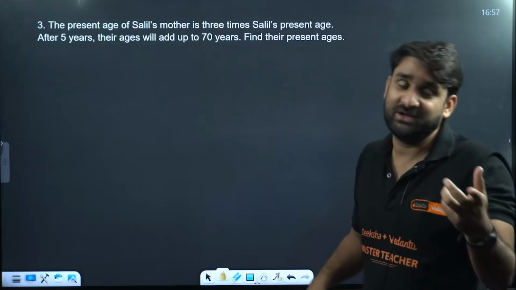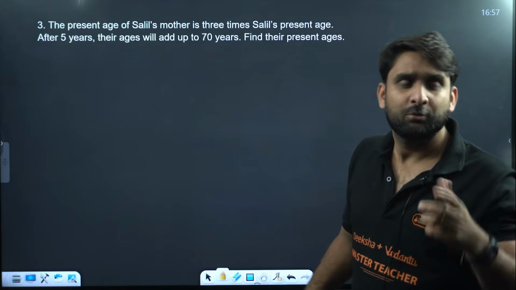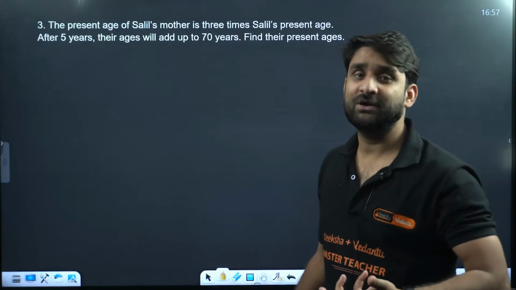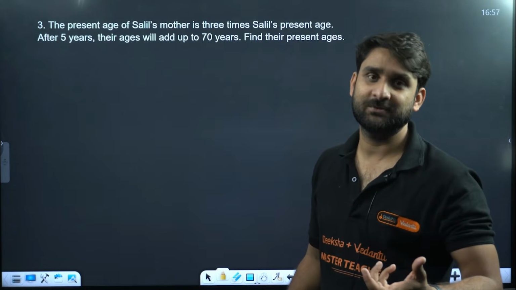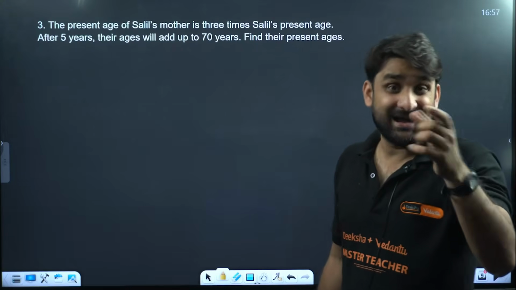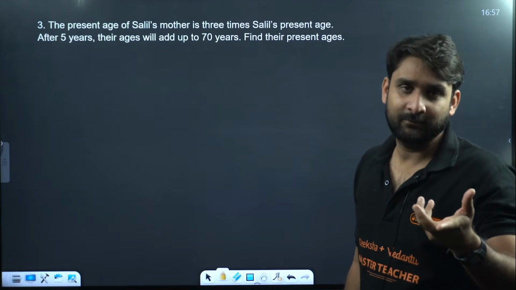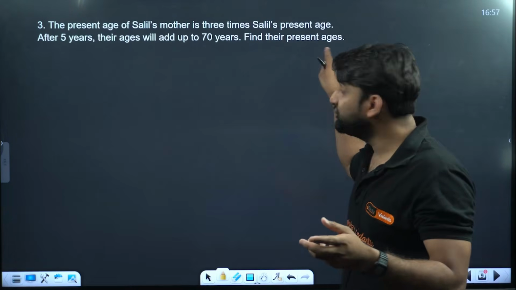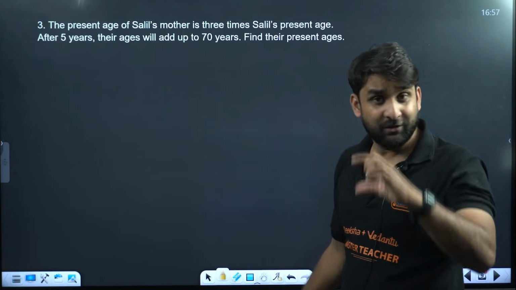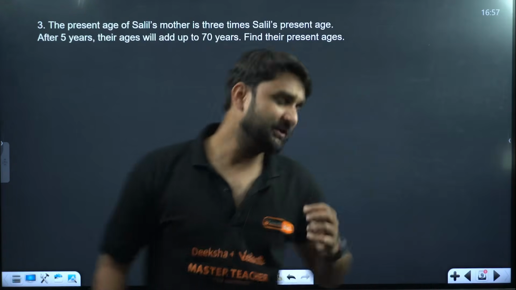What are their present ages? I don't know. Present ages are unknown to you. We are not sure what the present ages are. So what we have to do here is assume the present ages as x and y. That will be variables, right? So we have to assume the present ages, and then after reading the question carefully, we have to form the equation. So let's do this.